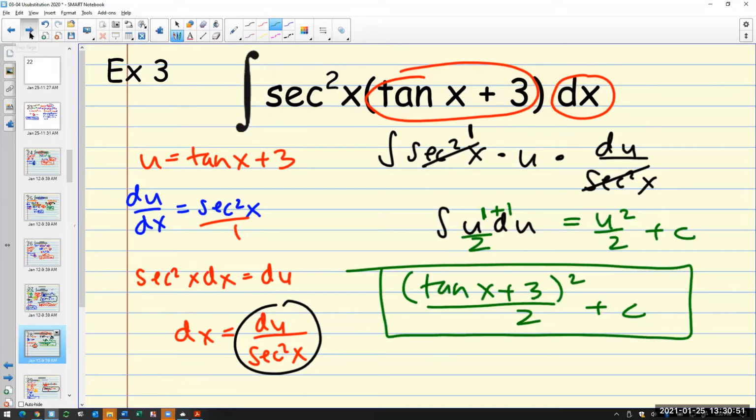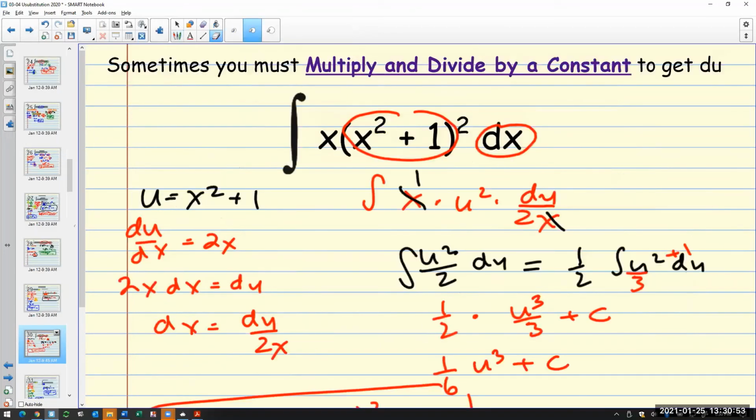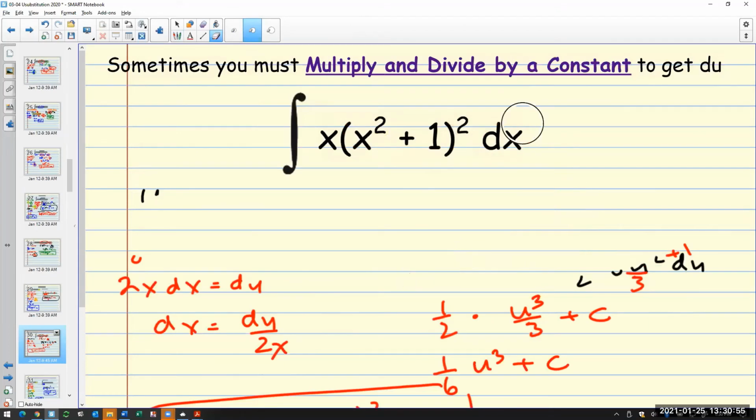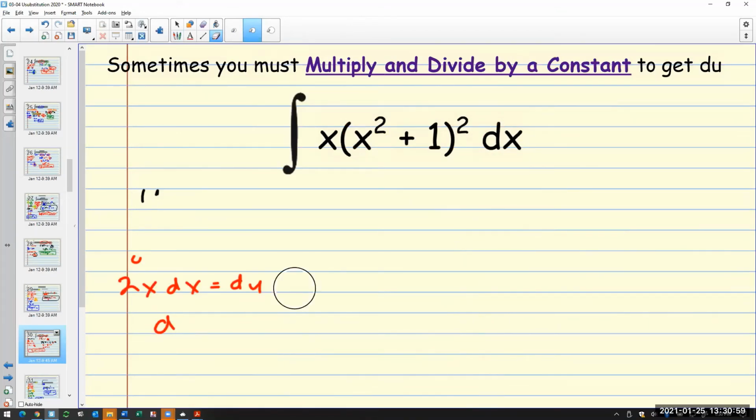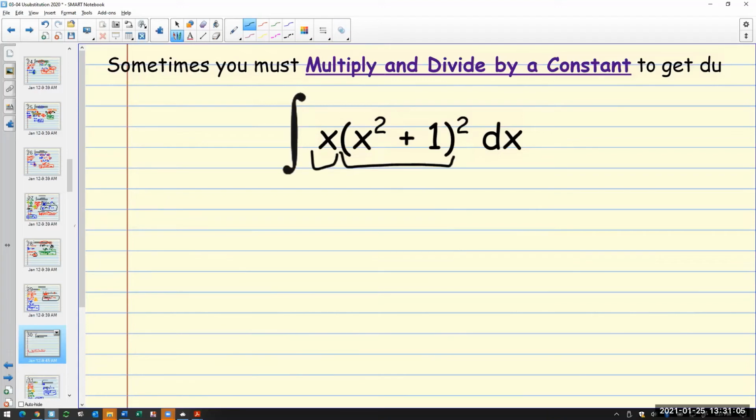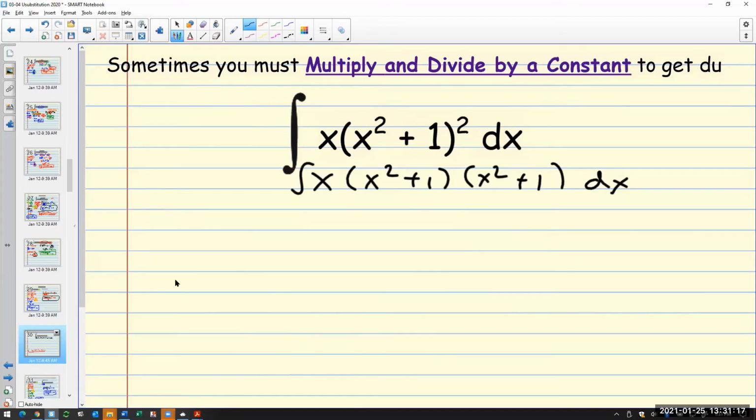Okay, let's do another one. There we go. Do you see that this is product rule? Do you see it? Can you change this so it's not product rule? Yeah, isn't this really x times x squared plus 1 times x squared plus 1 dx, right? So you don't have to use u substitution here. You guys good with that?